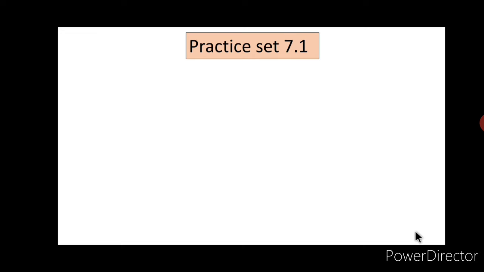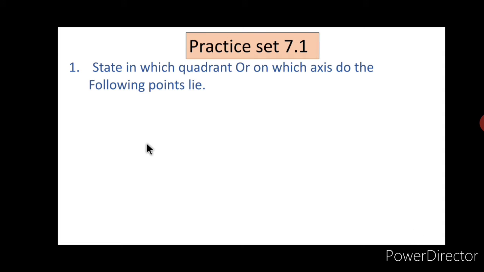Chapter 7, that is coordinate geometry. We are going to solve the practice set 7.1. First question is, state in which quadrant or on which axis do the following points lie.